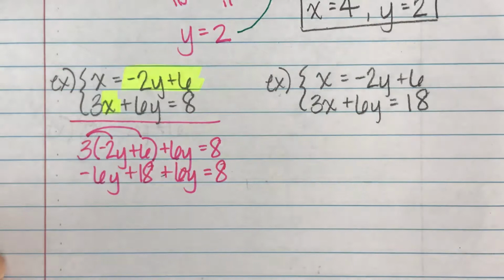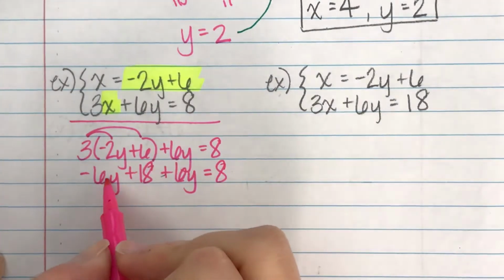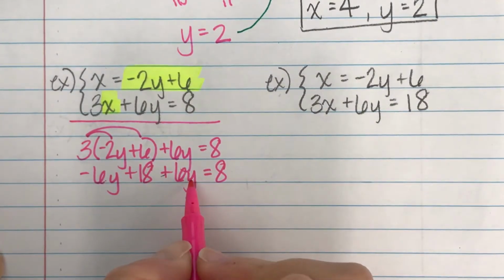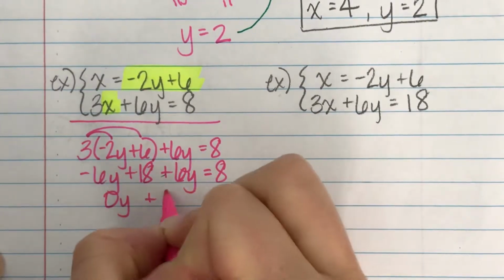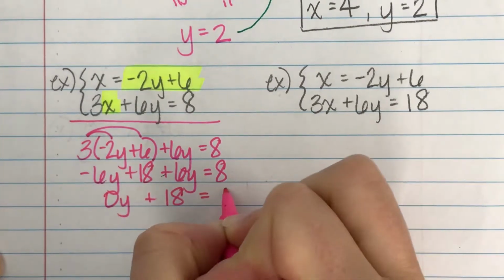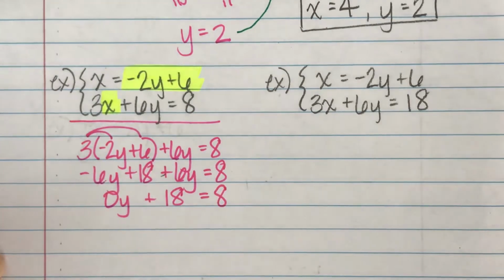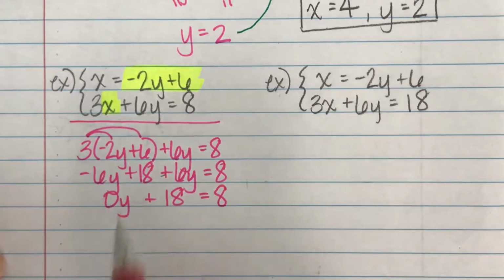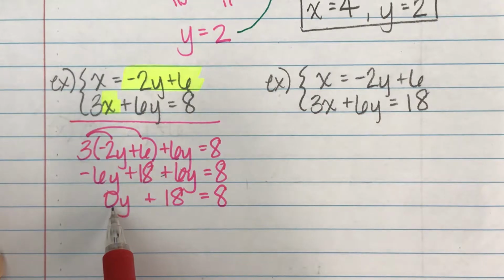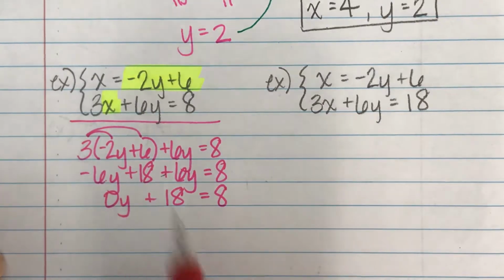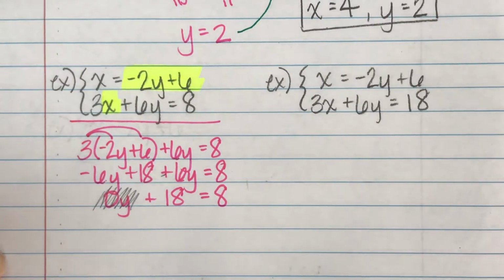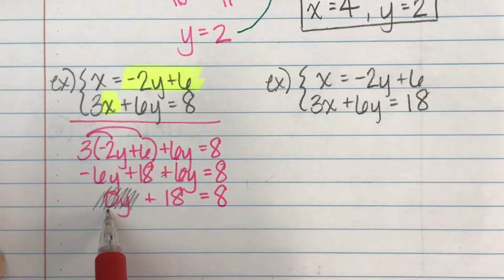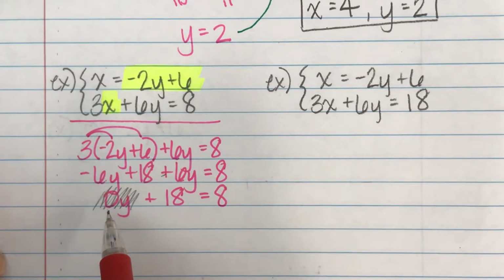Okay, now I'm going to combine like terms. So when I combine negative 6y plus 6y, I actually get 0y plus 18 equals 8. Now, when I start looking at this, 0y, well, 0 times anything is really 0, okay? That's gone. So I'm going to go ahead and just ignore it. I don't even have to really write it down. You're not going to solve and isolate y when it has a 0 with it. It's gone. It's non-existent anymore.